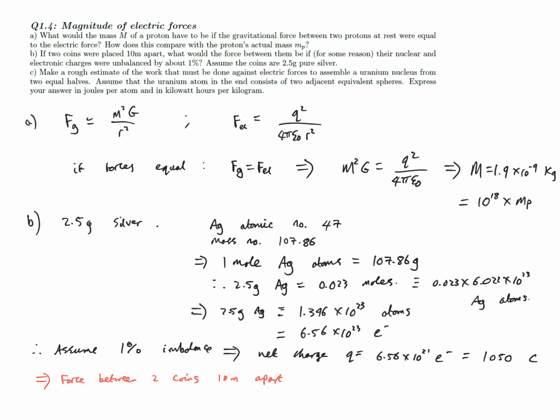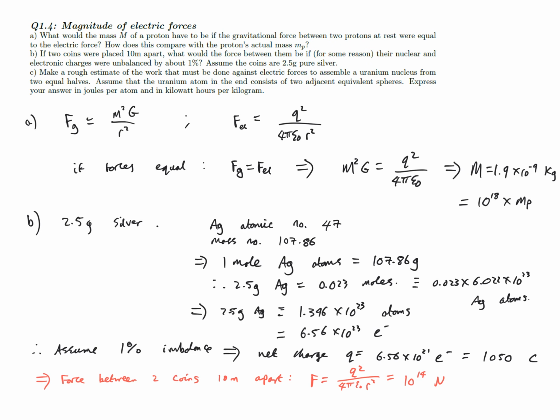So what is that force? F equals Q squared, so a Q that we've just worked out, divided by 4 pi epsilon naught r squared. The r is 10 meters. And that gives me 10 to the 14 newtons.